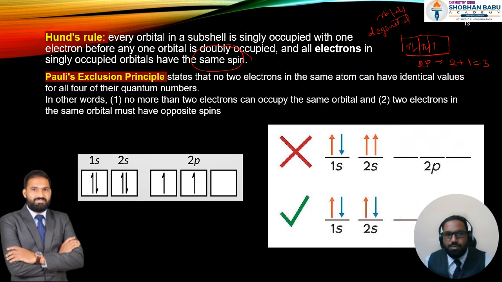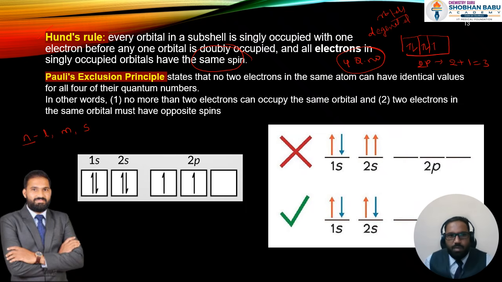Now Pauli's exclusion principle. The next most important rule, Pauli's exclusion principle, says that no two electrons in the same suborbital can have the same set of four quantum numbers. You need to remember this point; we are going to work on it again. The set of four quantum numbers means n is one quantum number, L is another, m is another, and s is another.